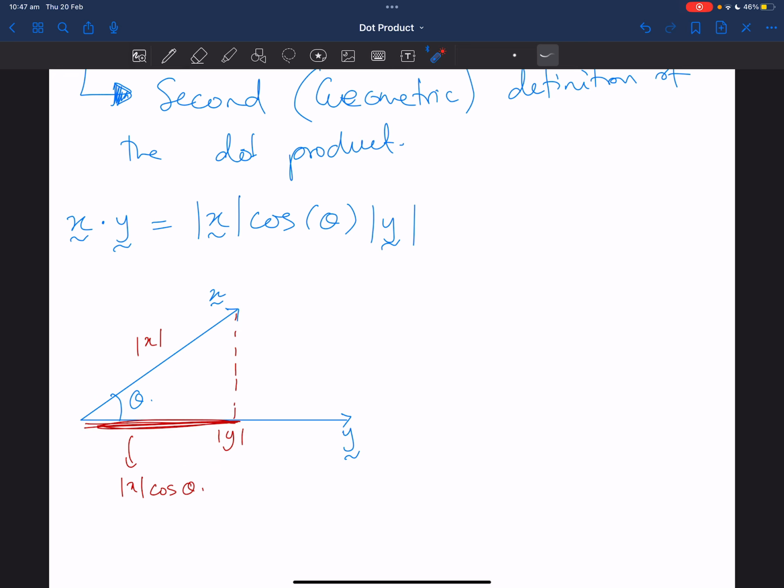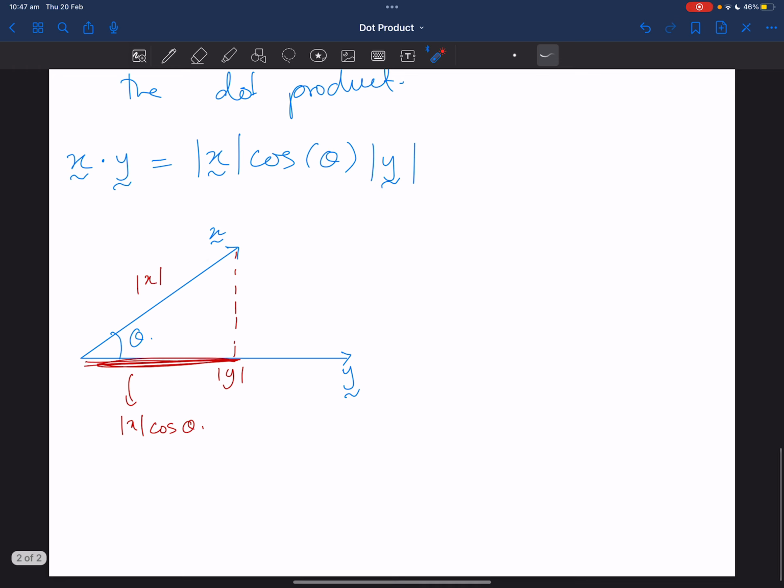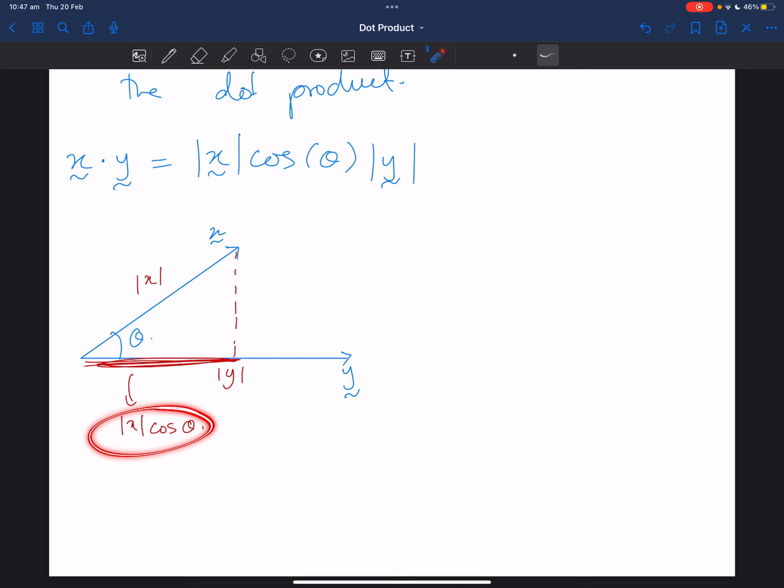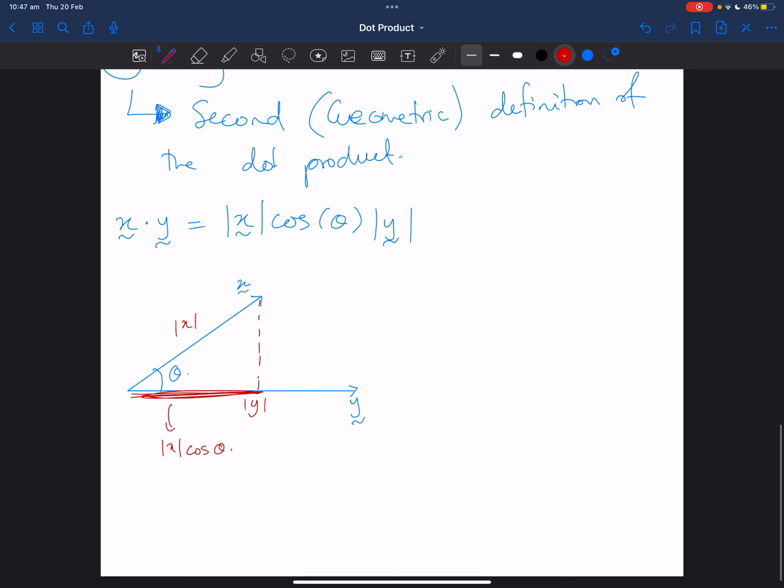Specifically, this length is the magnitude of the part of this vector that's in the same direction as the vector y. And so what we're doing with the dot product is we're taking two vectors and considering the component of this vector that's in the same direction, and we're just multiplying those magnitudes. So we're multiplying x cos theta and y. And this has a very nice physical or geometric significance.